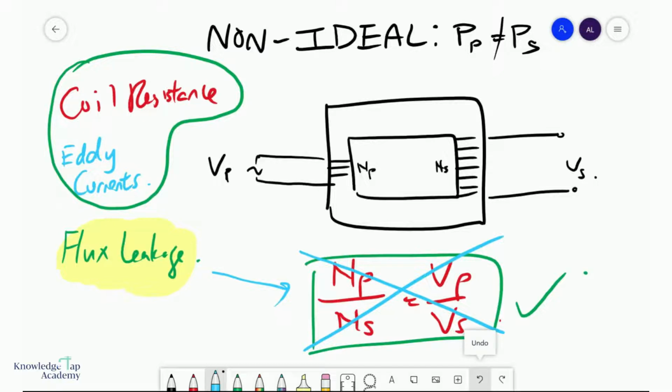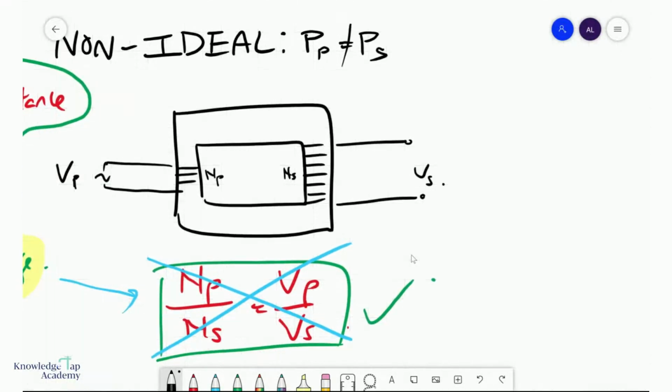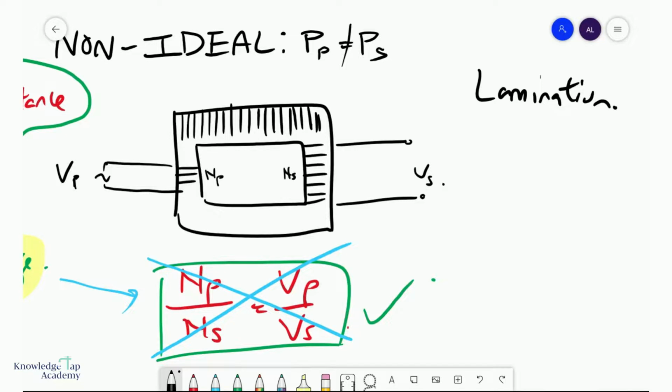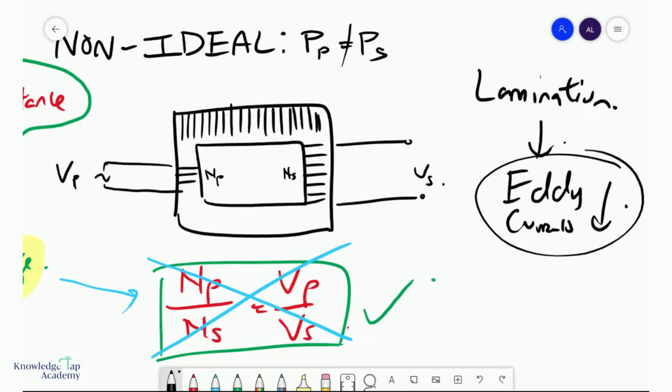One of the ways that we minimize one of these things, the eddy currents, is through a process known as lamination. Let me just write that down. When you say you laminate the core, it means you cut all these little lines like this. Basically what you're trying to do is make it more difficult for eddy currents to flow. And so lamination reduces your eddy currents, and so it makes your transformer more efficient.